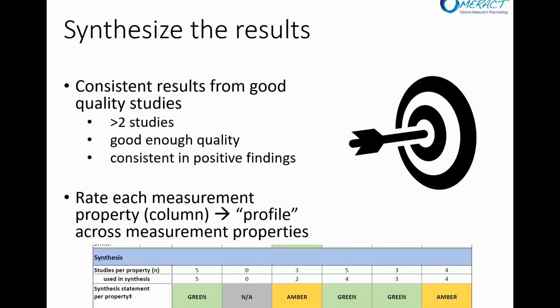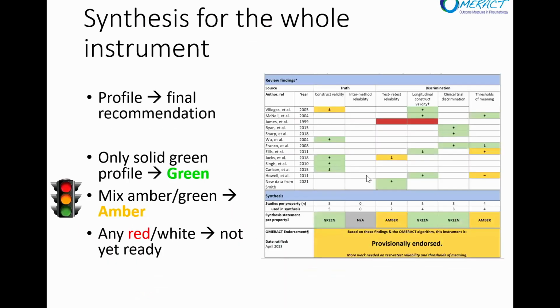Amber, of course, we'd want to understand what we could do to improve that. So for the whole instrument then, once you get that really important profile done across each of the measurement properties, it's a simple algorithm to move into the final endorsement. If you have solid greens, you can get a full endorsement recommendation, and that would be a green box at the bottom saying, we're recommending that this is fully endorsed.